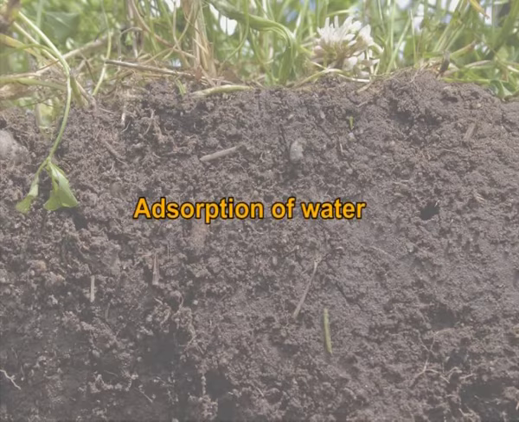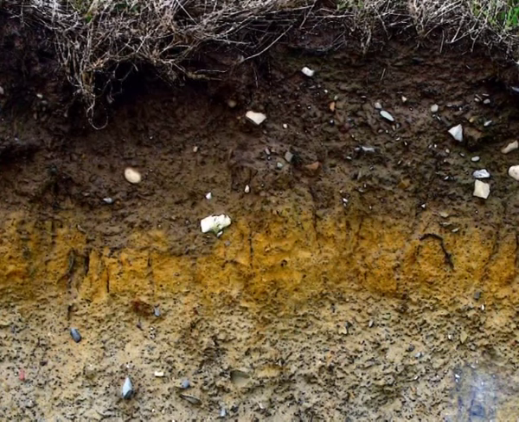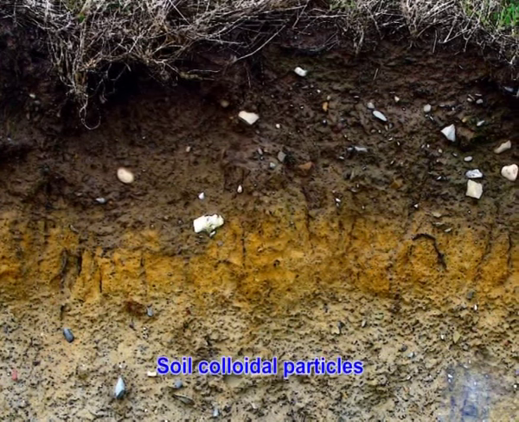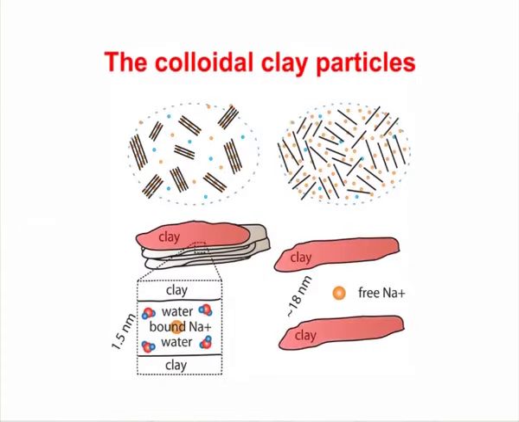Adsorption of water. A large number of water molecules are associated with soil colloidal particles. Some water molecules are attracted to the adsorbed cations and the cation is said to be in a hydrated state. Other water molecules are held in the internal surfaces of the colloidal clay particles. These water molecules play a critical role in determining both the physical and chemical properties of soil.